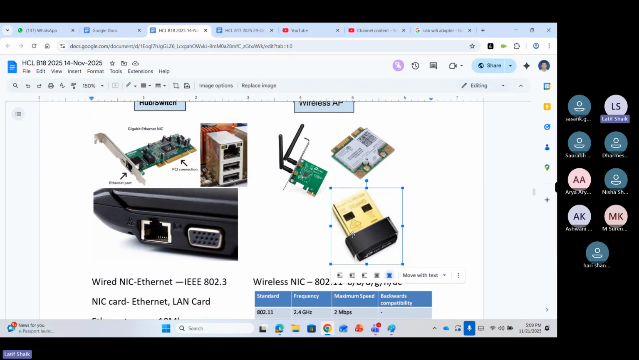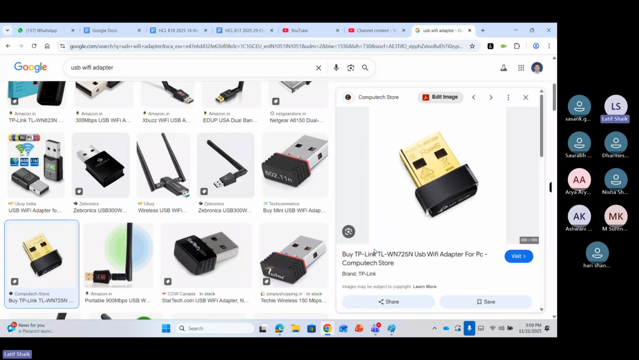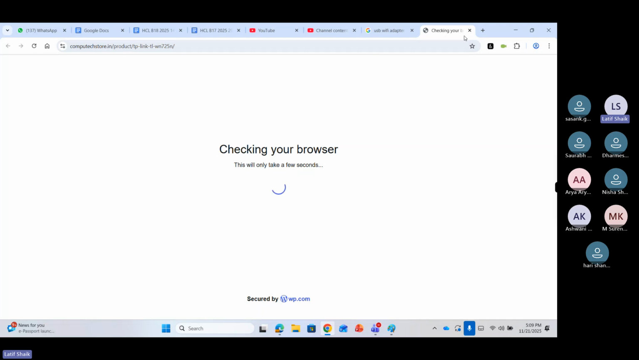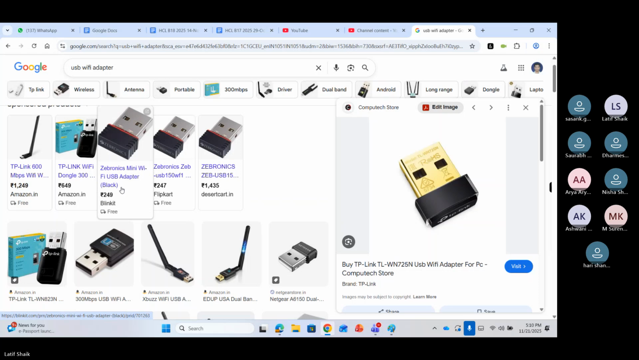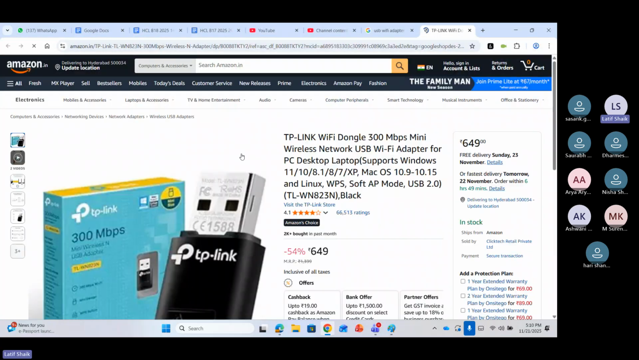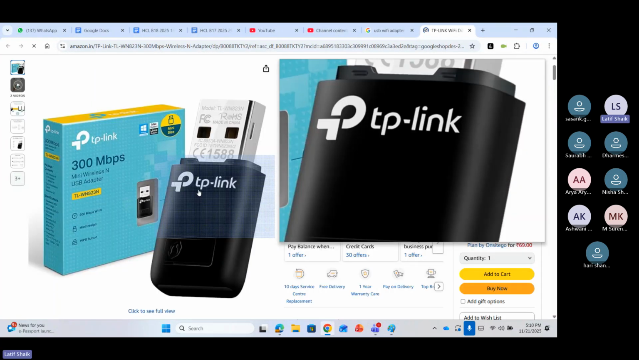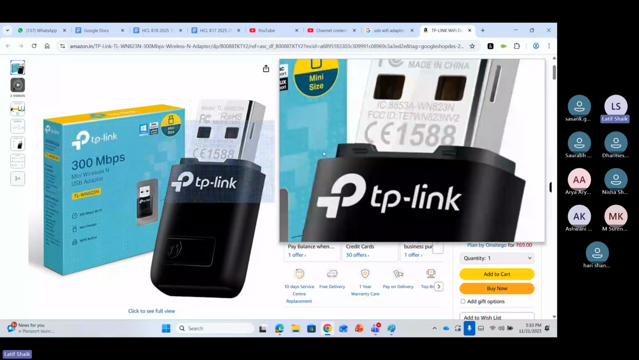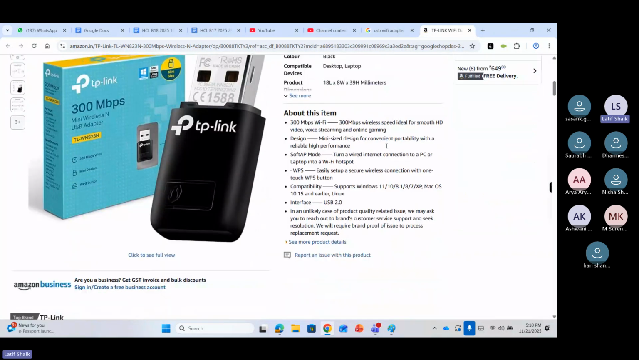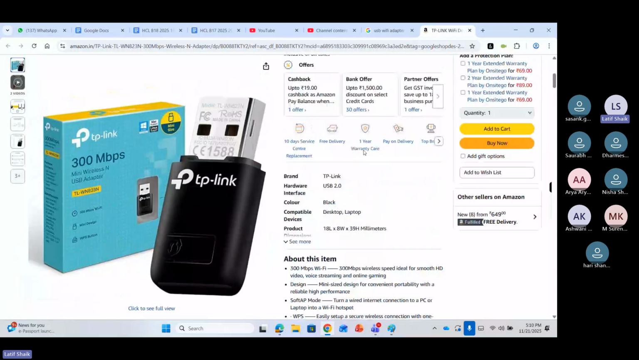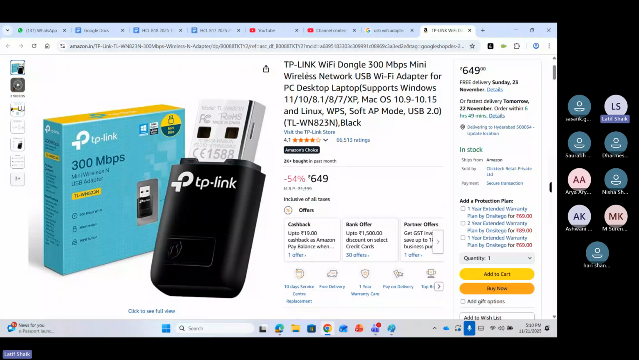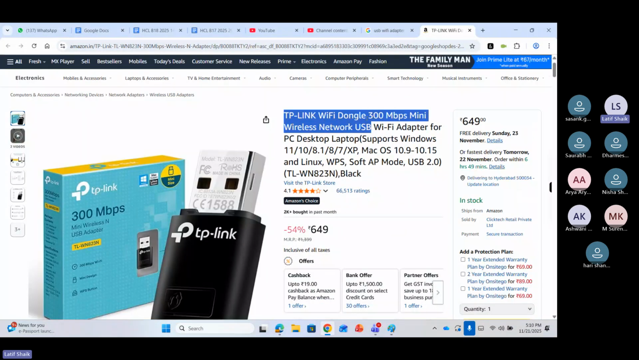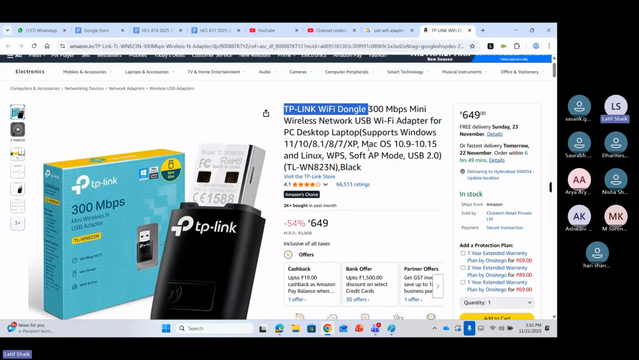So what do I have to do? Go to these Wi-Fi adapters, TP-Link or D-Link. See, this one shows 300 Mbps. Generally it will support 2.4 GHz connection only. But I need a 5 GHz connection, so I have to go for a Wi-Fi dongle with 5 GHz, meaning dual channel support.